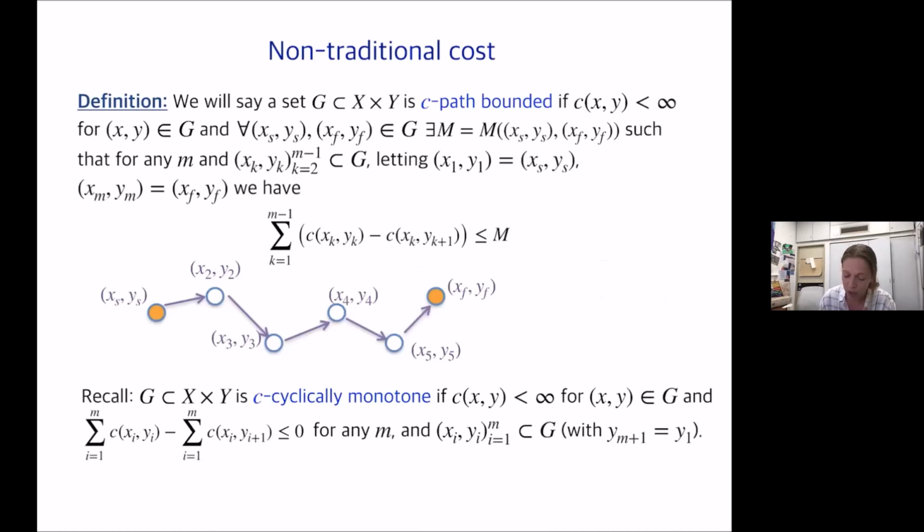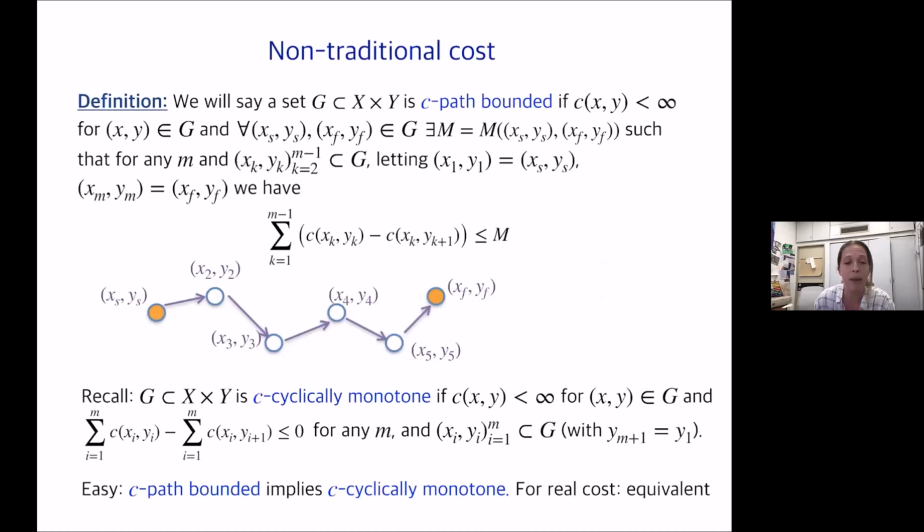In other words, what I just said was that Cpath boundedness implies c-cyclic monotonicity, by just taking the starting and finishing point to be the same point. Now for real valued cost, it's actually an equivalence. So c-cyclically monotone and Cpath bounded are equivalent.